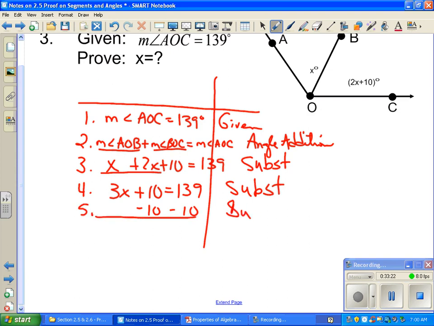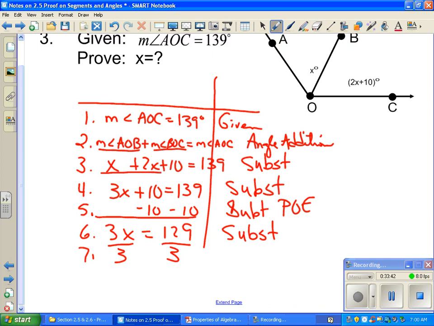That would be subtraction property of equality. And that will give me 3x equals 129. And that is substitution because we've put in the answer for what 139 minus 10 is. Now we know we divide to get rid of multiplying, so let's divide by 3. Division property of equality, and show the answer for dividing by 3. X equals 43. Because 3 goes into 12 4 times, and 3 goes into 9 3 times. So that's how we got that answer, or you can just divide it on the calculator.